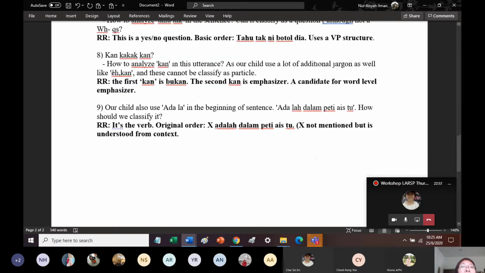Kan kakak kan? How to analyze kan in this utterance? As our child uses a lot of additional jargon as well, like kan, and this cannot be classified as particle. The first kan is bukan. Bukan kakak. We can actually say that, bukan kakak. But the second kan is an emphasizer. So another candidate for word level emphasizer, kan.